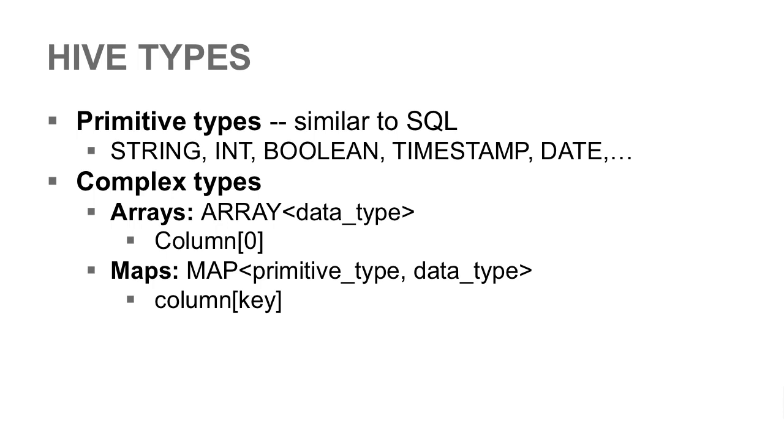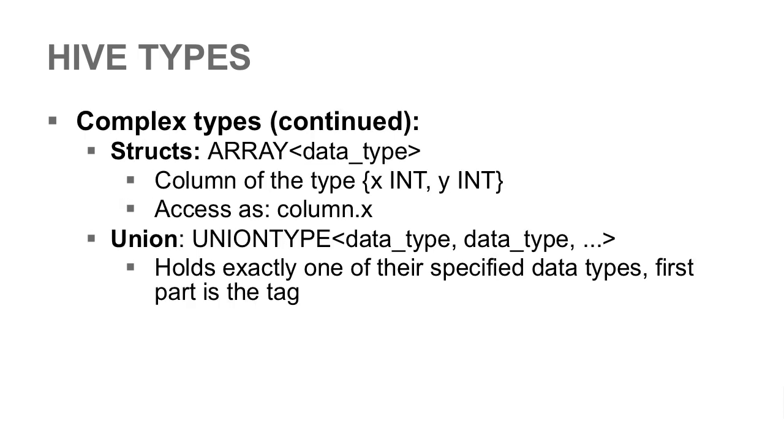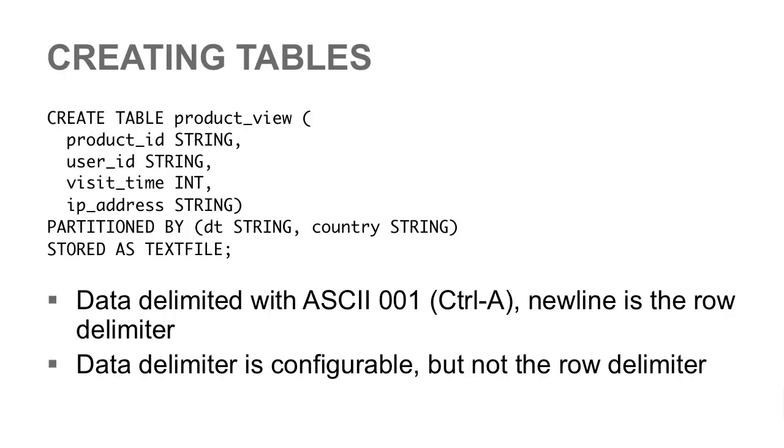We have arrays. For example, arrays of integers or strings, and we can use brackets for indexing. We have maps. Maps act as hash tables, and again we access them through brackets. We also have structures. They can be columns of some more complex types, and we access them by using a dot as the separator. And finally, there is a union. A union first has the tag that describes what kind of value it is, and then we have the value itself.